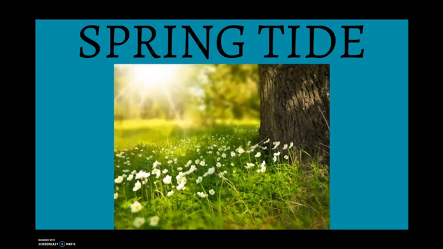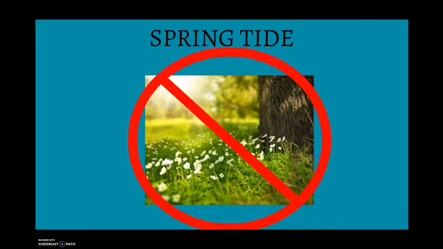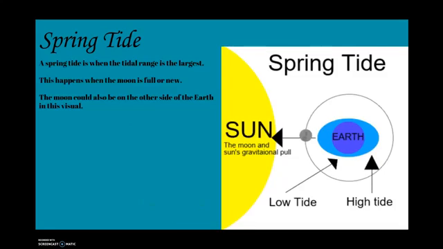Now, spring tide. The first thing about spring tide is this has absolutely nothing to do with the season spring. Now, a spring tide is when the tidal range is the largest, which means the high tides are very high and the low tides are very low. You might also hear this as the tides are very extreme.